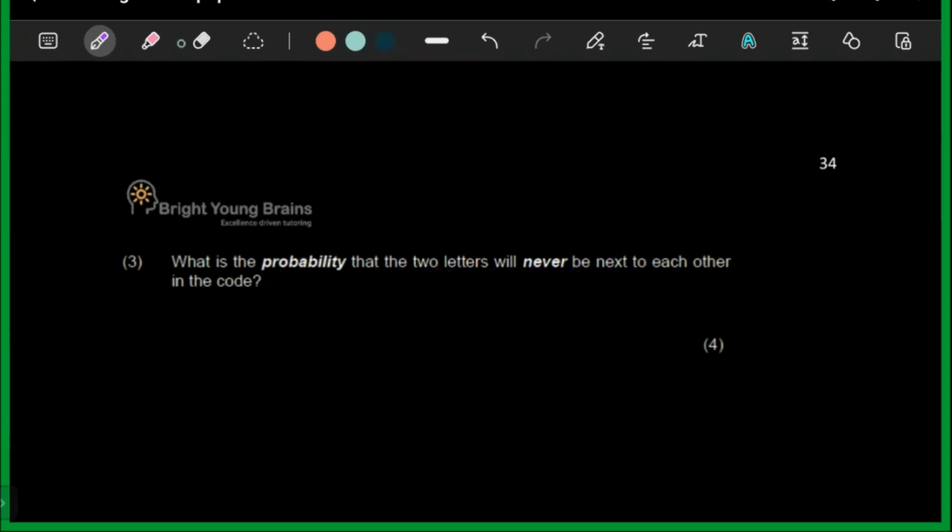So if you want the probability that the 2 letters will never be next to each other, you actually have to work out a scenario where the letters are actually next to each other. You want to find out how many arrangements there are where your letters are next to each other.